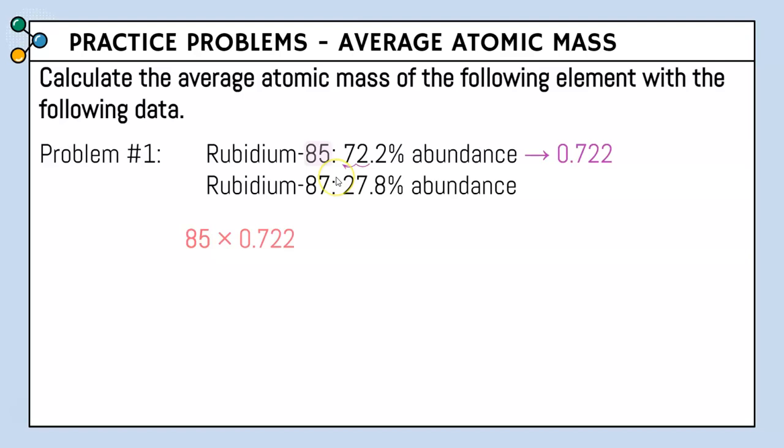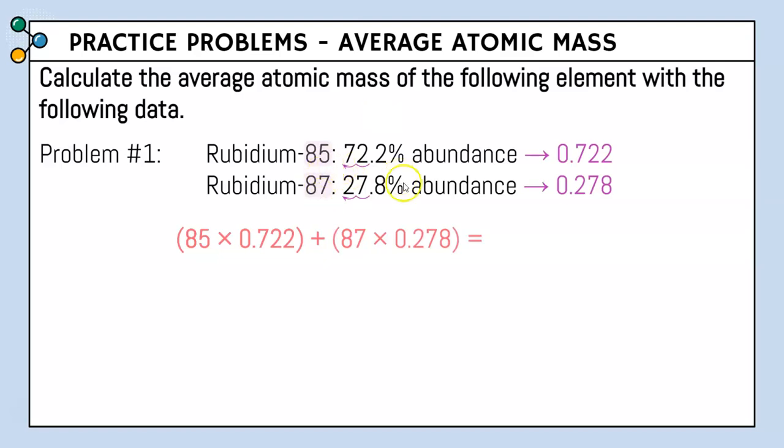Now, since we have another data point, we're going to put those two in parentheses, add, and move on to our isotope 2. Isotope 2 mass is 87. And again, we're going to multiply that by the percentage in decimals. So we either divide by 100, or we can move the decimal place twice to the left. We get 0.278, so we multiply that by the 87.